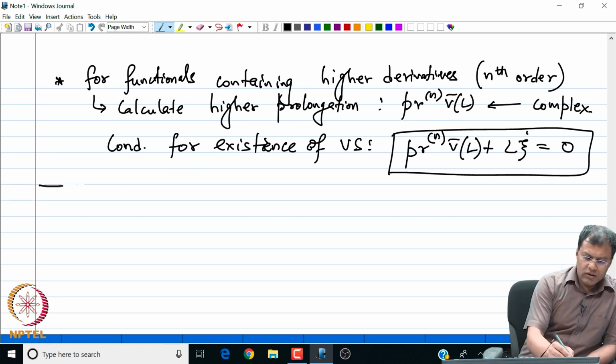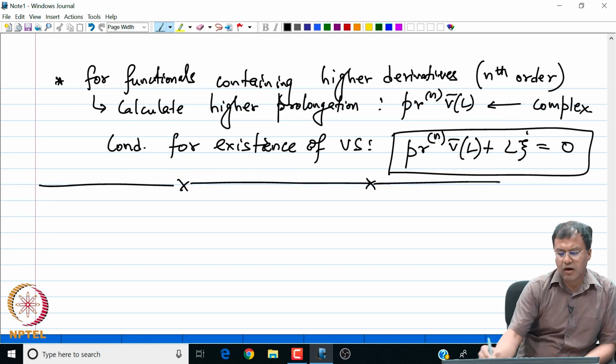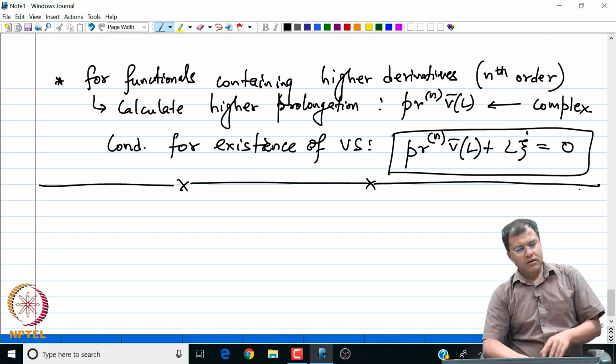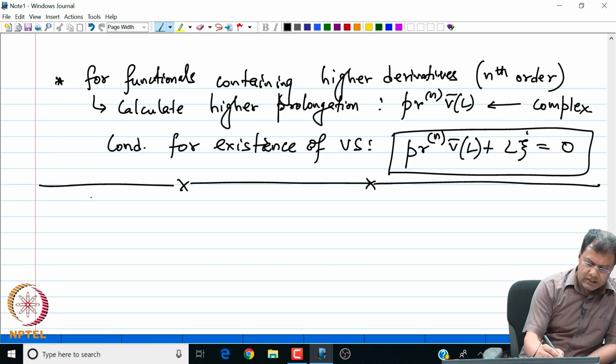Okay. So, that completes our discussion on finding the necessary condition for the extrema of a functional. I am now going to shift my attention to calculating the second variation, or looking at the sufficient condition for the existence of the extrema, namely, whether the extrema that we found is a maxima or a minima. Okay. So, we start our discussion on the second variation.